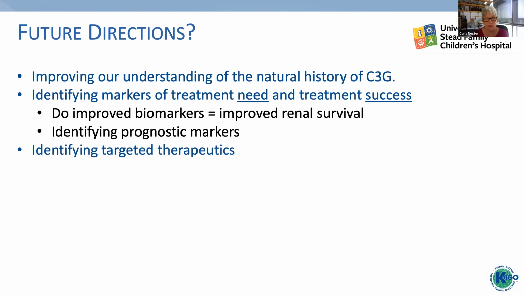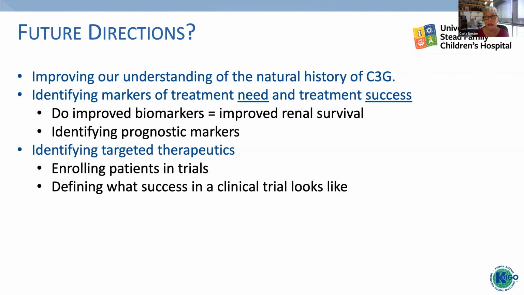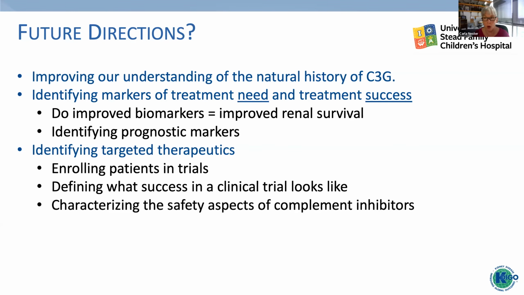We also need to identify the therapeutics. We need to be able to enroll the people in the trials. We need to figure out what success looks like. Is it normalization of a biomarker, or is it improvement of urine protein, et cetera? We need to know these pieces.